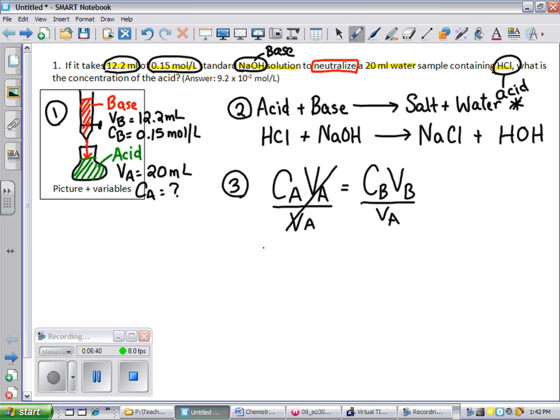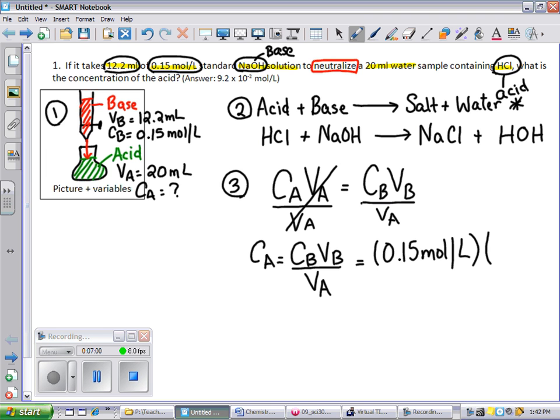The VAs will cancel out, so you will get that the concentration of the acid equals the concentration of the base times the volume of the base divided by volume of the acid. Now you can plug in the numbers. So the concentration of the base is 0.15 mole per liter. The volume of the base is 12.2 milliliters, all divided by the volume of the acid, which is 20 milliliters.